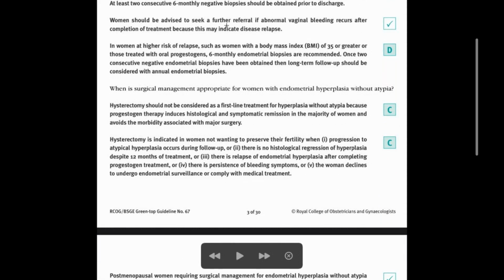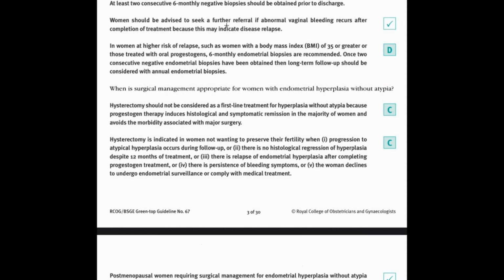Women should be advised to seek a further referral if abnormal vaginal bleeding recurs after completion of treatment, because this may indicate disease relapse. So that means safety netting her, not just telling her, once you have 2 negative biopsies, we'll discharge you, we'll keep the coil for 5 years, and we don't need to see you again. No, you have to safety net her. Tell her when, after she's discharged, she should come back: if heavy bleeding comes back, so relapse, or she has new symptoms, let's say irregular vaginal bleeding.